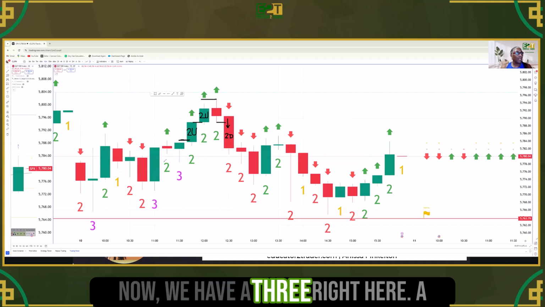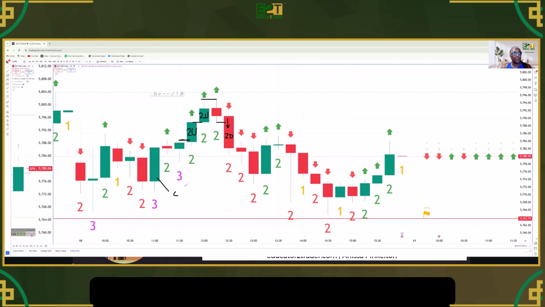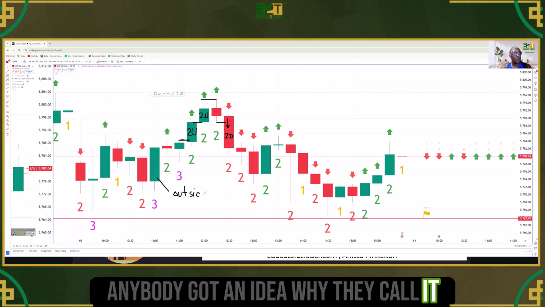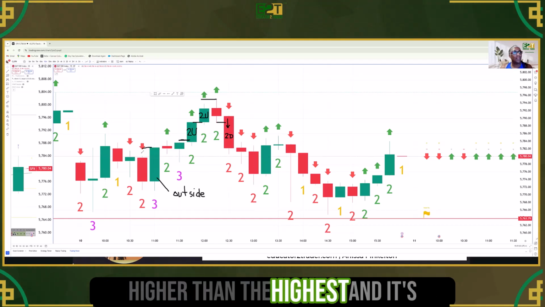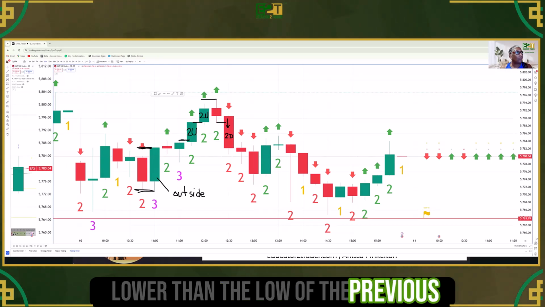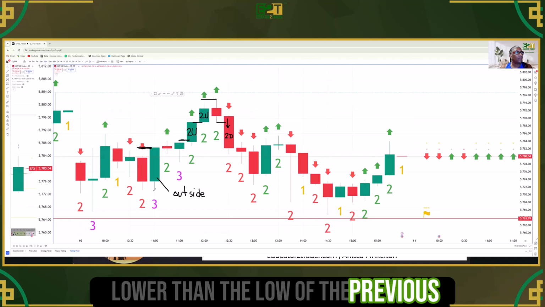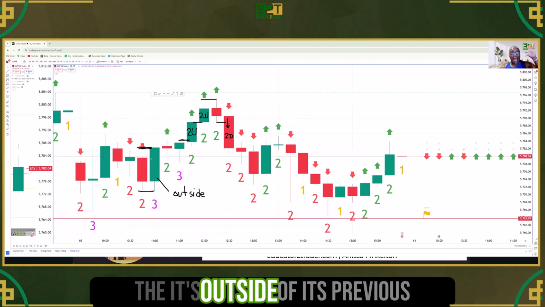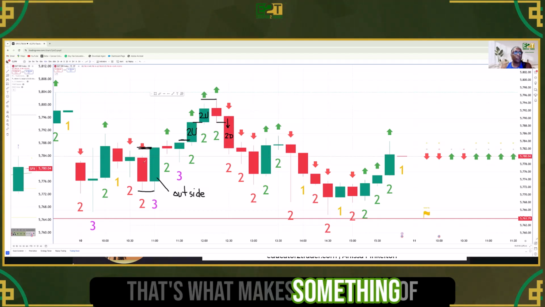Now we have a 3 right here. A 3 is what's called an outside candle. Anybody got an idea why they call it that? It went outside the previous candle, so it's higher than the high, and it's lower than the low of the previous candle. It's the opposite of a 1. It's lower than the low of the previous candle and higher than the high. So it's outside of its previous candle. That's what makes something a 3.